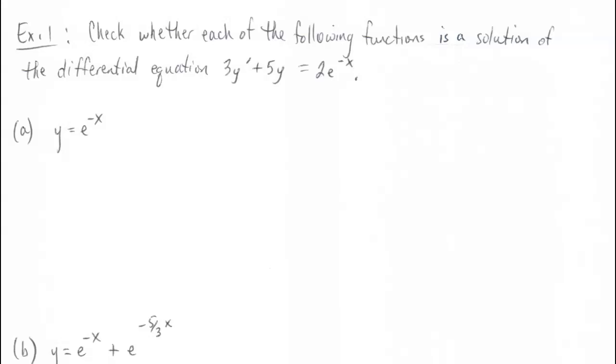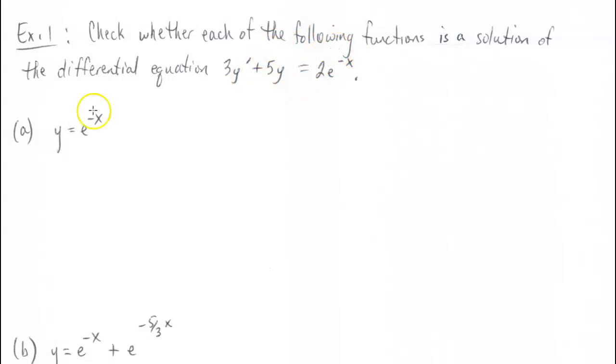We have this differential equation: 3 times the first derivative of y plus 5y is equal to 2 times e to the minus x. And we want to see if the following functions I have listed here are actually solutions for it. Now, just like how you did in algebra, to check to see if a function is a solution, you just substitute the function in and see if the left side equals the right side.